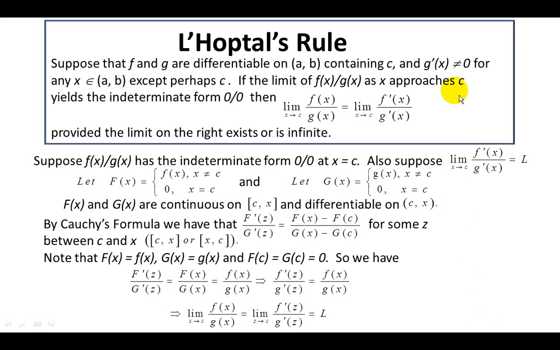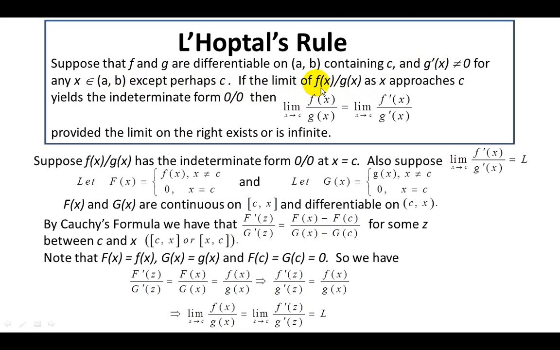Let's consider L'Hôpital's rule for the indeterminate form 0 over 0. Suppose that f and g are differentiable functions on the open interval a to b, and let's suppose that this interval contains some x equals c value. And also suppose that g prime of x does not equal 0 for any x value in that interval except perhaps x equals c.